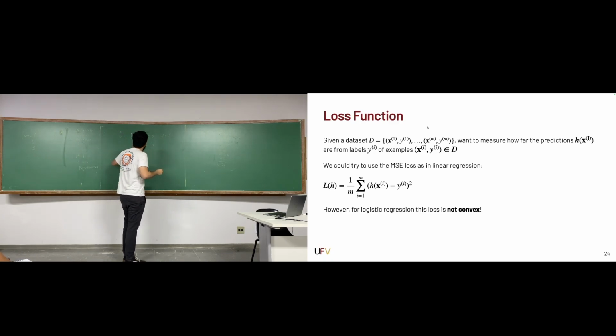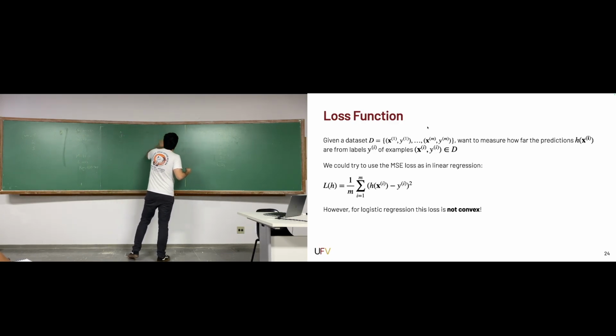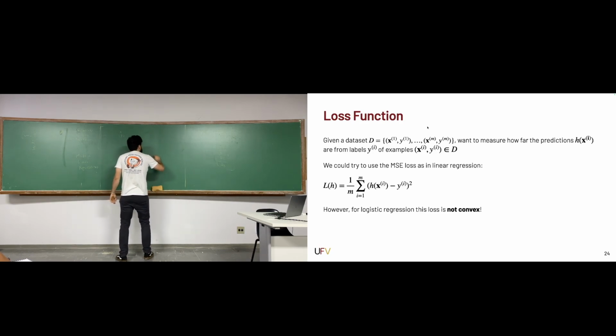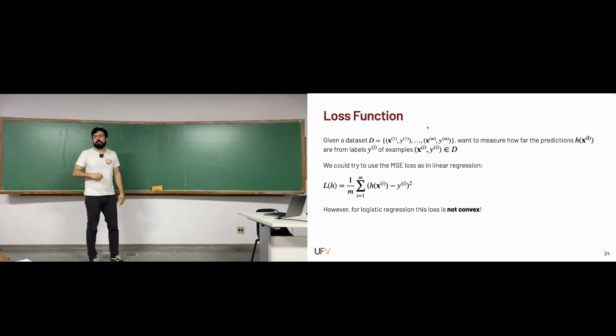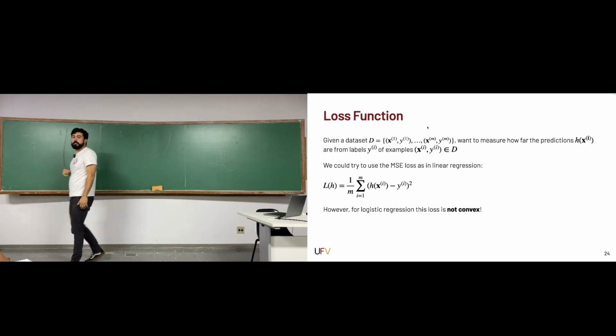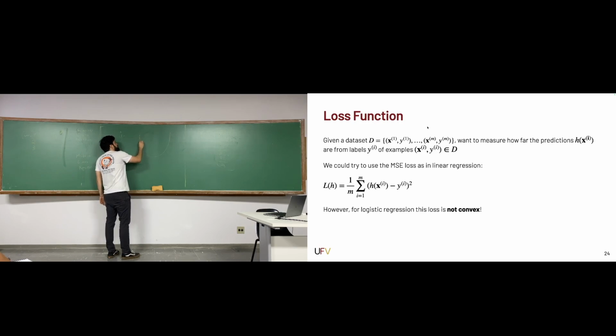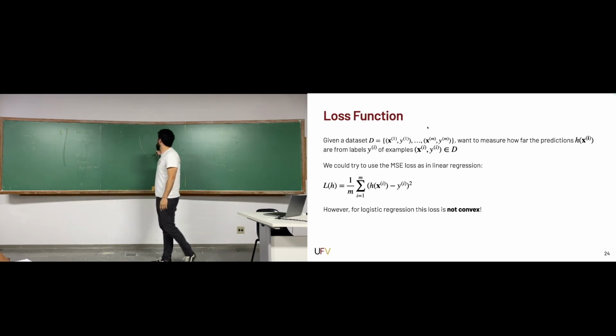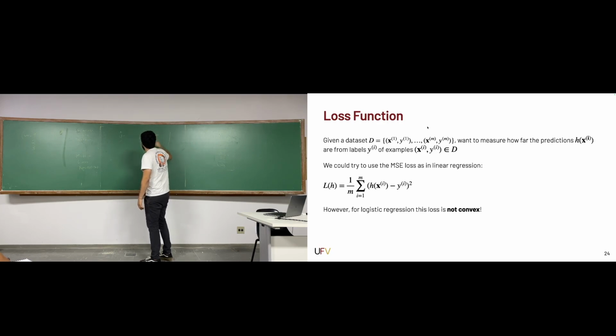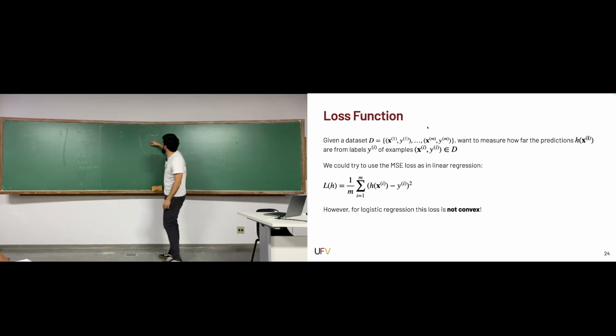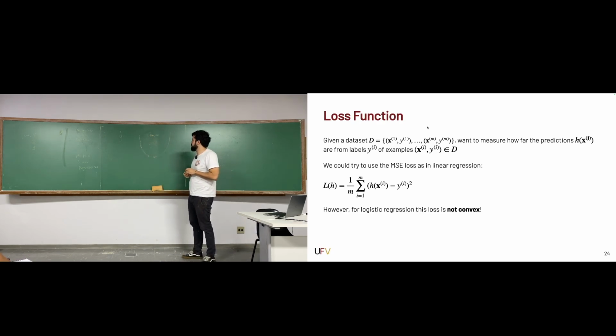So it's not going to give us a nicely looking convex function like this, like it gave us for linear regression. And we want this because this is easier to optimize with gradient descent, because we are guaranteed to get to the global minimum if the loss function is convex. But again, MSE is not convex in this case for logistic regression.